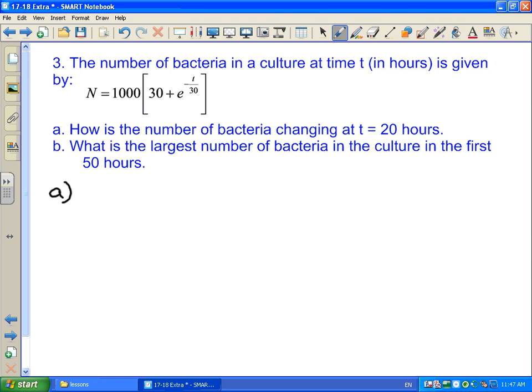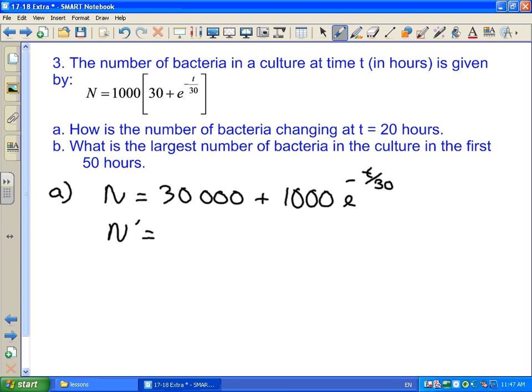Okay, so let's take our function, and this one's written a bit weird here. Let's expand this first. 30 times 1,000 gives us 30,000 plus 1,000 e to the minus t over 30. I think that'll make it a little bit easier to see how we're going to do our derivative, because we've got the derivative of this plus the derivative of this, but this is just a constant, so it goes away.